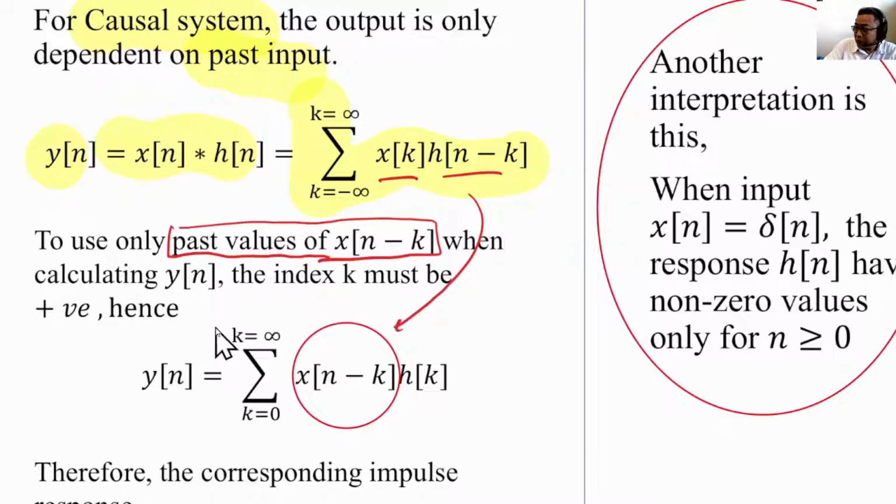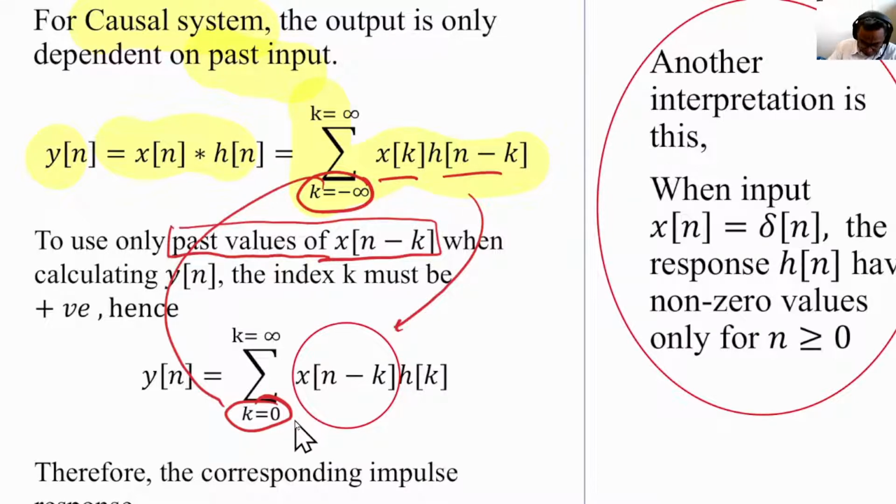If we are restricting x of n to be only the past value, therefore it cannot be n plus k. So what happened is that if we let k equal 0 to infinity, then it will be x of n minus k. What this also means is that the index k cannot go negative, because if it's negative, it will be x of n minus k becoming future values. So you realize that this equation went from here to here when we are talking about a causal system.